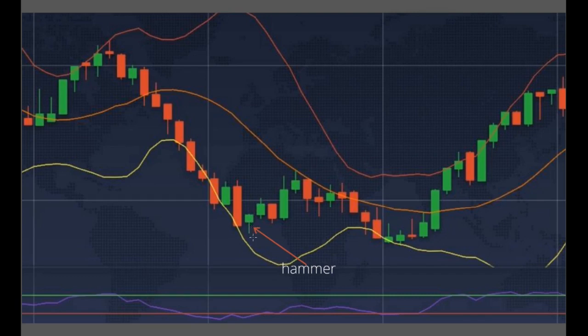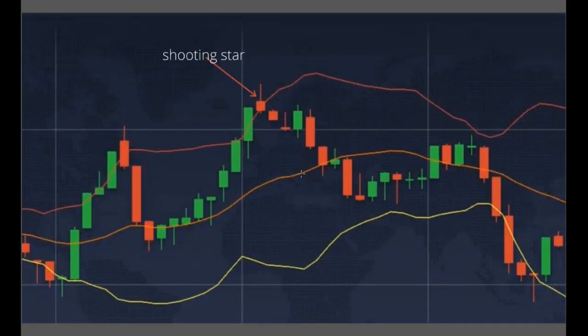You see the hammer is composed of a lower wick and an upper body, and the lower wick is about twice the size of the upper body. So this is the hammer. The hammer is a very strong reversal candlestick.